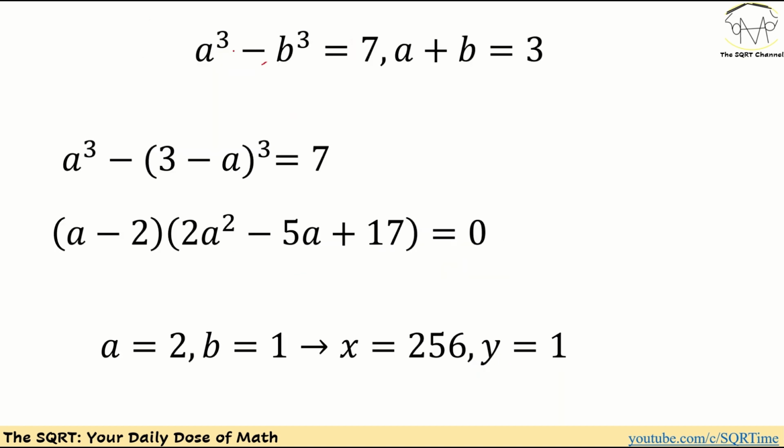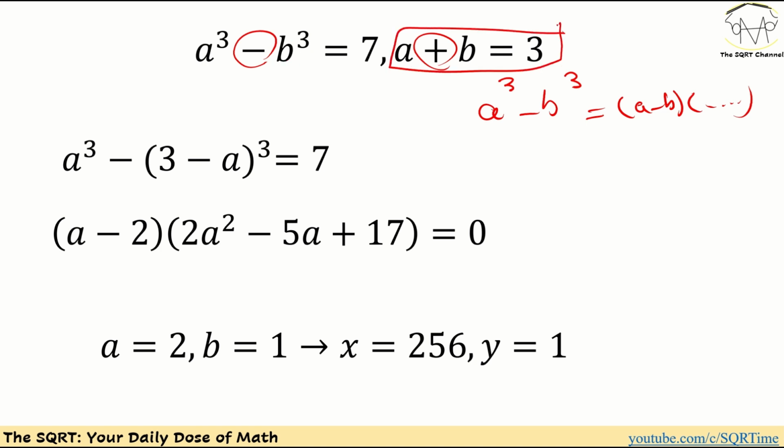Obviously this is negative and this is positive, so I cannot just use an identity. Remember, the identity that we had before was a cube minus b cube based on a minus b. But here we don't have a minus b, we have a plus b. So we cannot simply use that. But what we can do is, based on this equation, let's say b is 3 minus a, so we are going to use that and then replace it here with b.